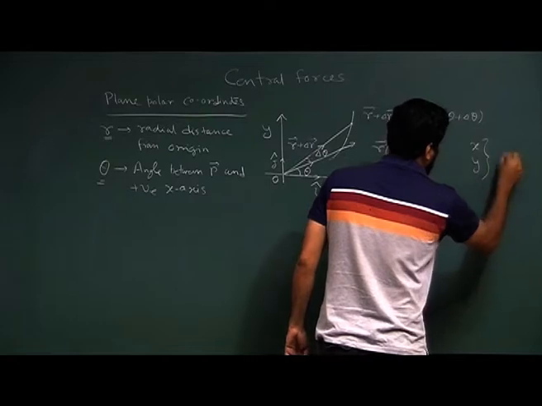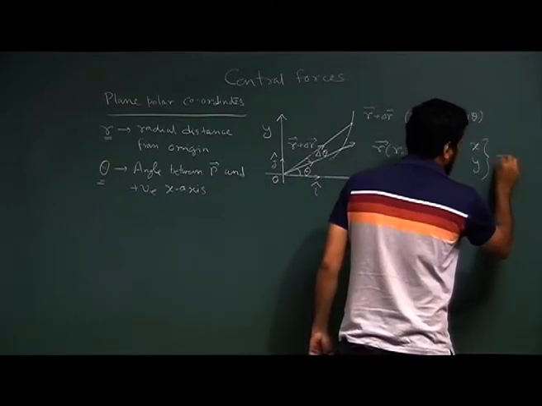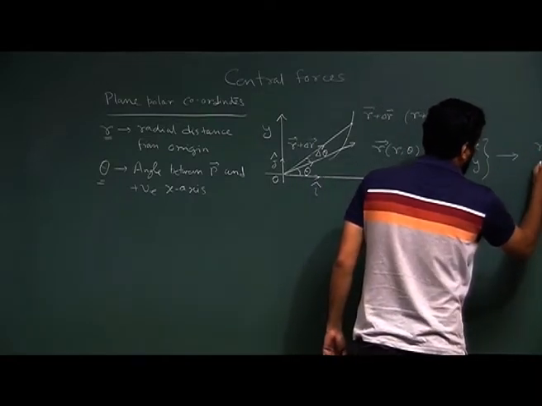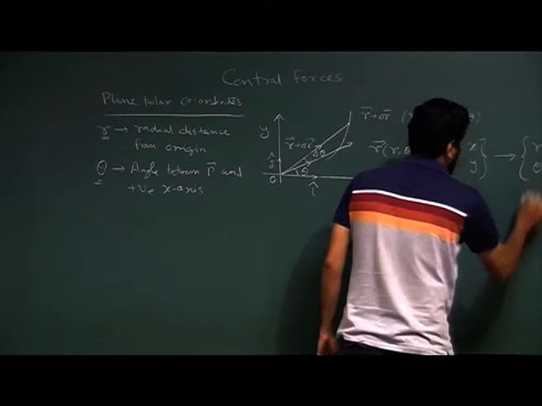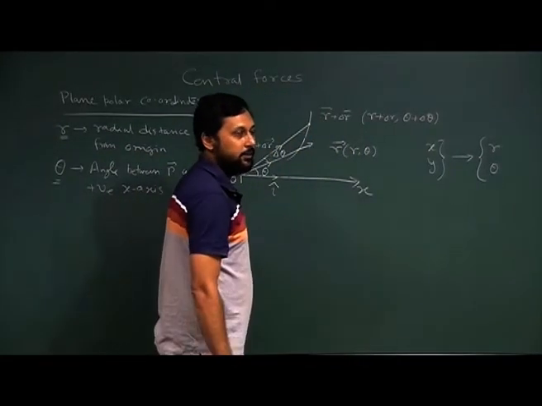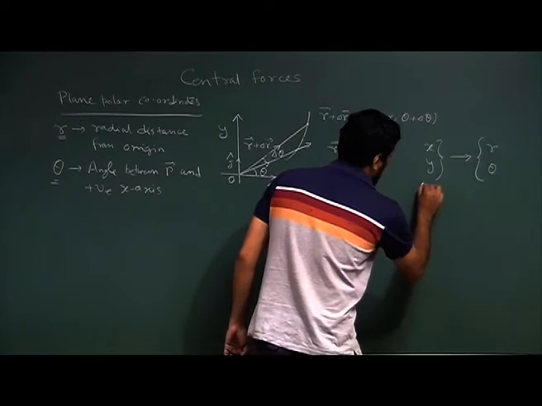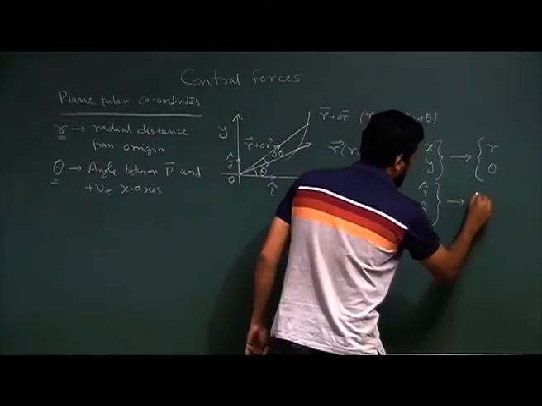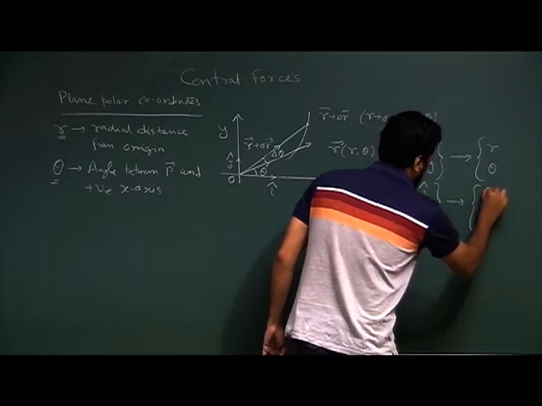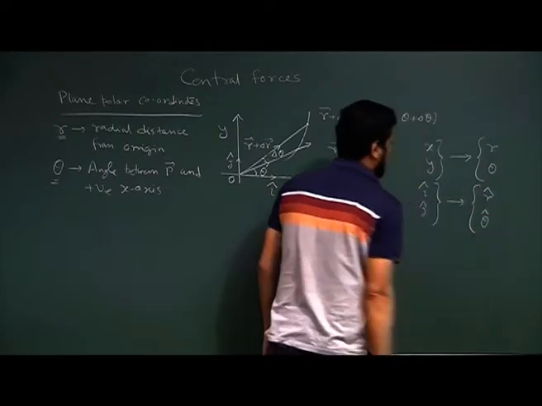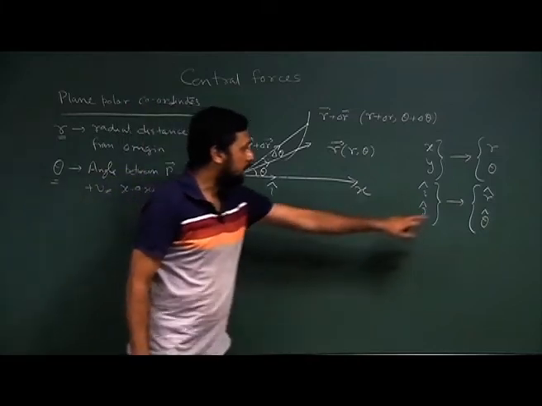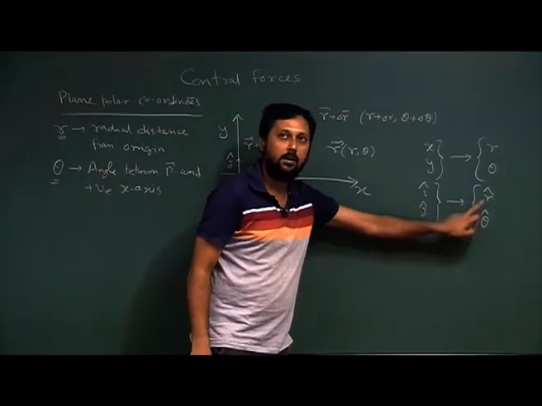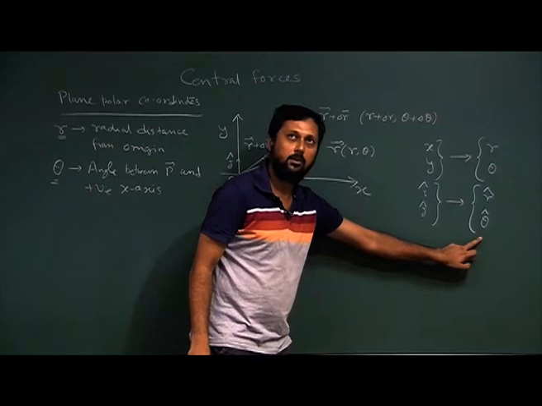So, let us say when we have x, y in the Cartesian coordinate system, we have equivalently r, theta in the polar coordinate system. When we have i cap, j cap in Cartesian coordinate systems, we equivalently have r cap and theta cap in polar coordinate systems. So, r cap is the unit vector along r and theta cap is the unit vector along theta.